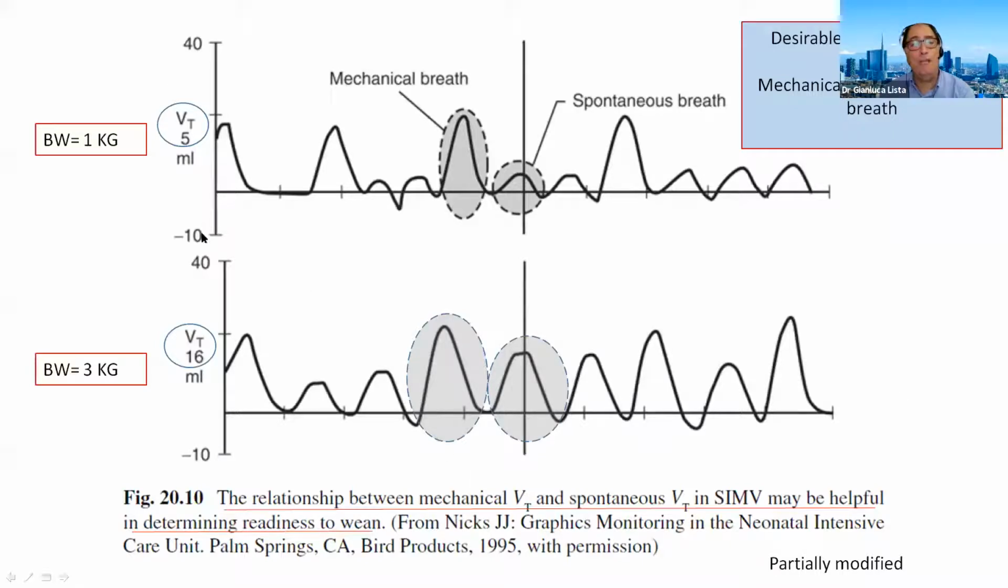Another important piece of information that you can have from observing the volume wave, for example, is to understand how much is the difference of the tidal volume that is generated by the mechanical breath and the spontaneous breath. At the top, in this baby of 1 kilo, you can see that during spontaneous breath, the tidal volume is very, very different from the tidal volume generated during mechanical breath. At the bottom, in another baby, you can see that the tidal volume generated during spontaneous breath is very, very similar to the mechanical breath.